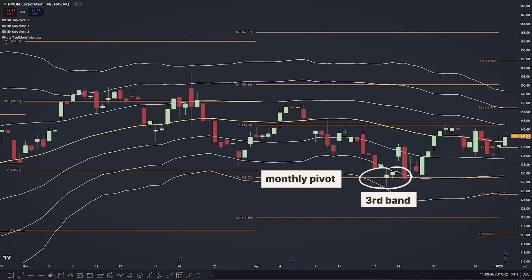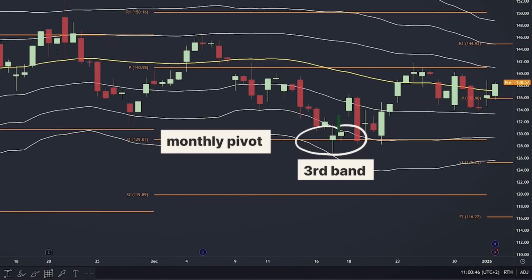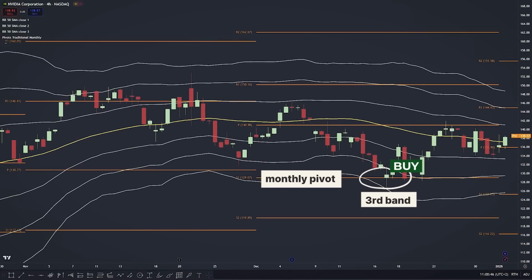In this example, you see a market stuck in a range. Price tags the lower third deviation band near a monthly pivot. A big rejection candle forms. The correct trade is a buy, anticipating a return to the middle band.